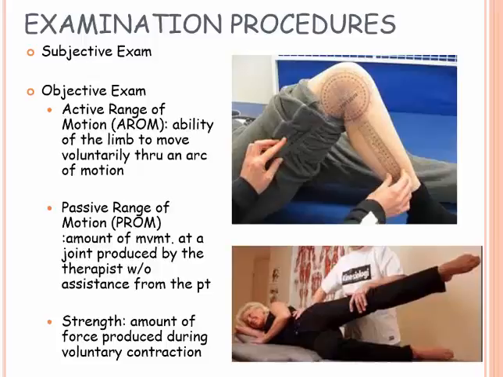Another examination tool is range of motion assessment. Active range of motion is the ability of the limb to move voluntarily through an arc of motion. Active range of motion is assessed using goniometry, which is a quantitative method in which the degree of possible joint motion is measured. You can see in your slide a goniometer, and this is measuring knee range of motion. The physical therapist will measure both sides to get a comparison of the affected and unaffected sides.